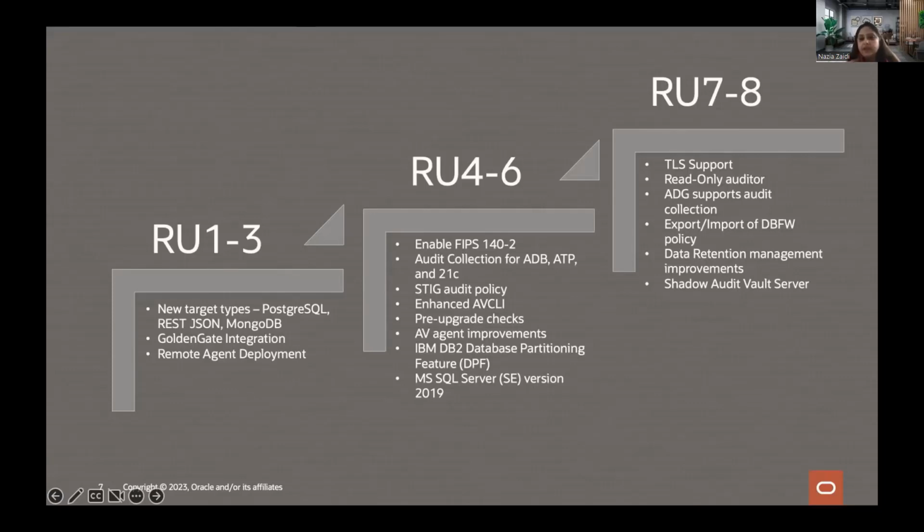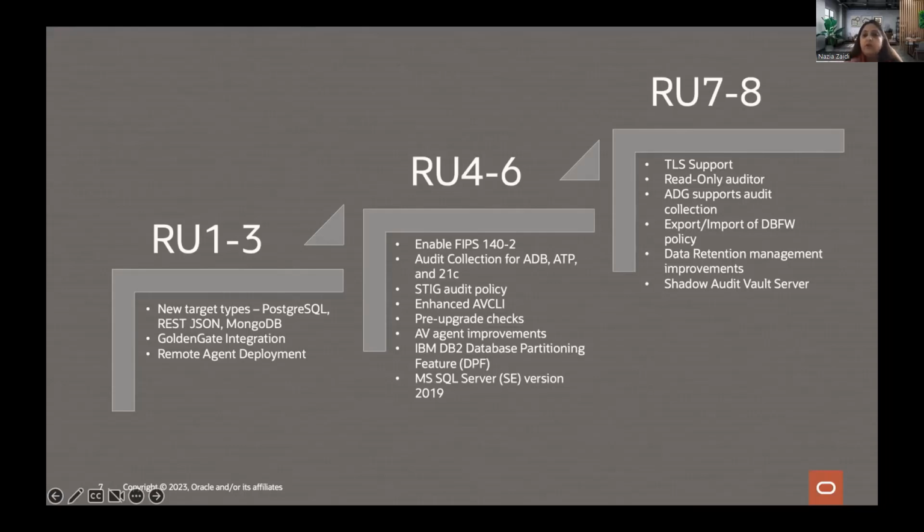Then RU7, RU8. Until RU6, we were quite stable, so we started talking about more new features. One very popular one: a lot of Oracle database customers started using TLS encryption. So from the database firewall perspective, how can we understand that encrypted traffic? We started supporting TLS encrypted traffic from Oracle database, from the database firewall perspective.